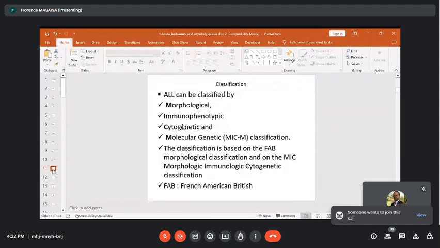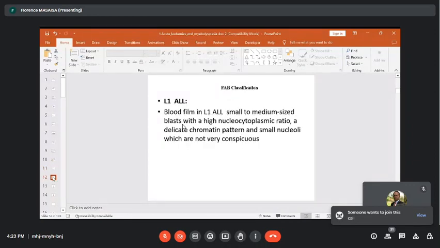So I was explaining that in the French-American-British classification, they classify it based on the morphology of the cell you see on the microscope, on the blood cells. So we have L1. They describe the lymphoblast which is in there. They say small to medium size with high nucleocytoplasmic ratio. High nucleocytoplasmic ratio means that you have a large nucleus with very small cytoplasm. Then you have the delicate chromatin pattern, which has small nucleoli, which are not very conspicuous.